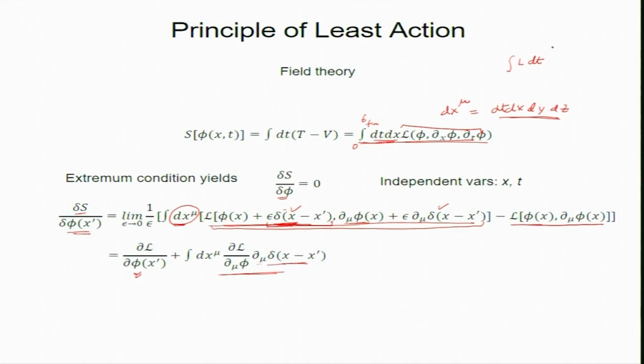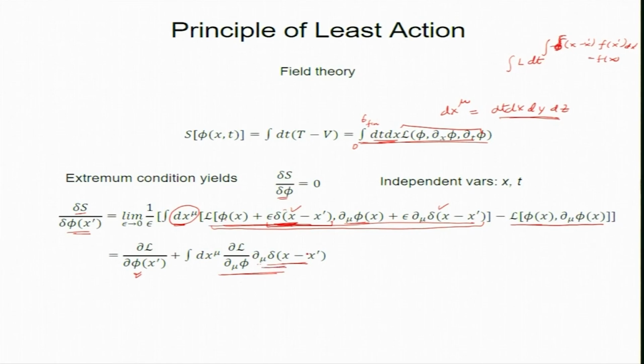You recall that the integral of delta of x minus x prime times f of x prime dx prime is f of x. So I want it without the derivative on the delta function. What do I do here?